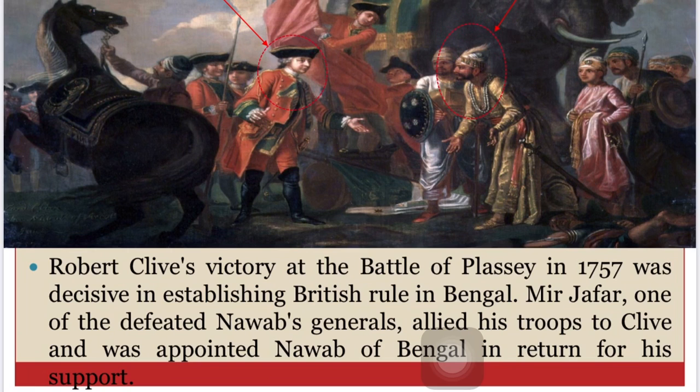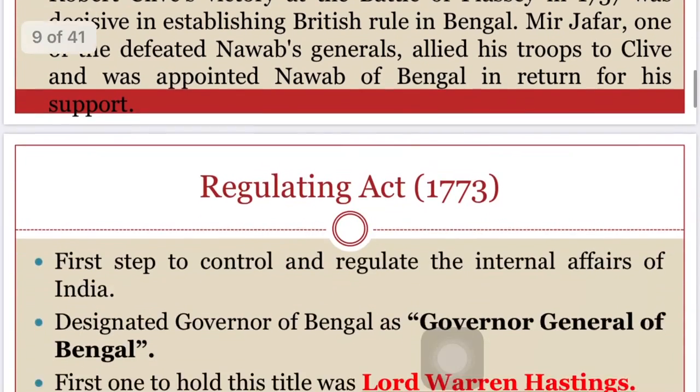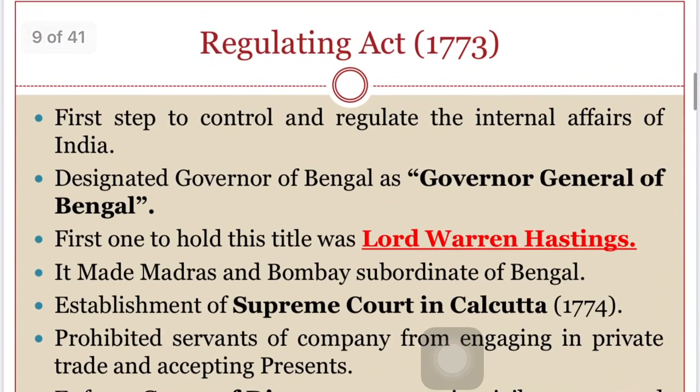So first Bengal, Bombay, and that is in the picture. Then after, other states were formed. So British rule began in Bengal first. Mir Jafar, one of the defected Nawab's generals, who allied with Clive, was appointed the Nawab of Bengal in return for this support. As I told you, the Regulating Acts started from 1773.